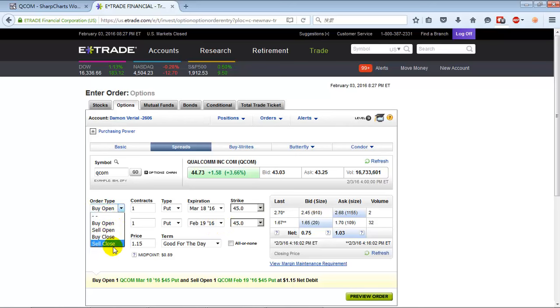Instead of buy open, you sell close. Instead of sell open, you buy close. You just do the opposites, all right? Okay, so that's how you close the position.